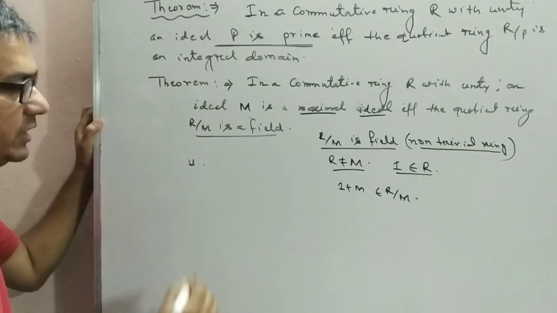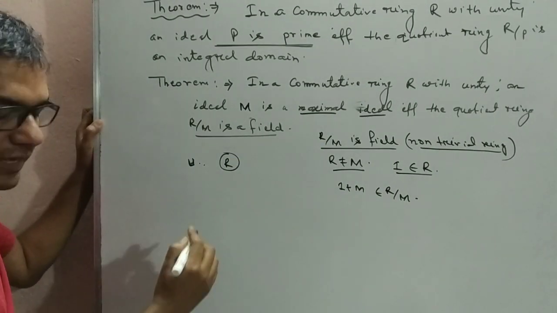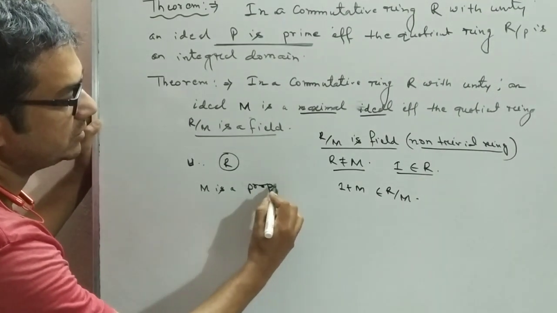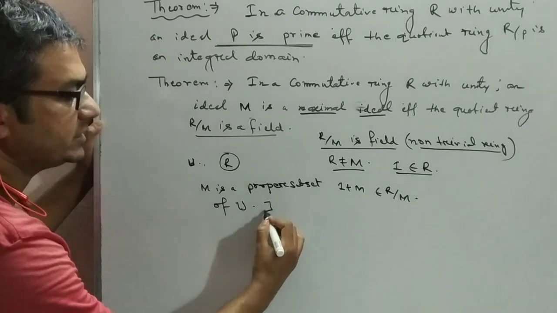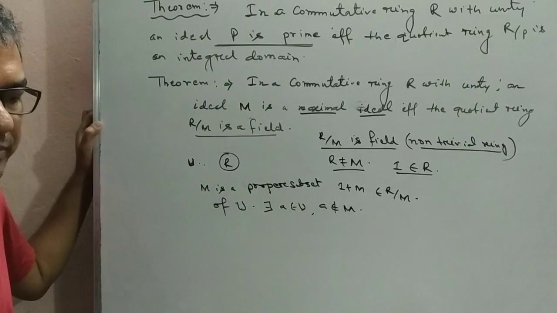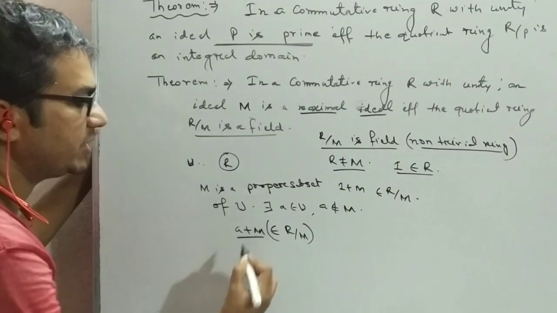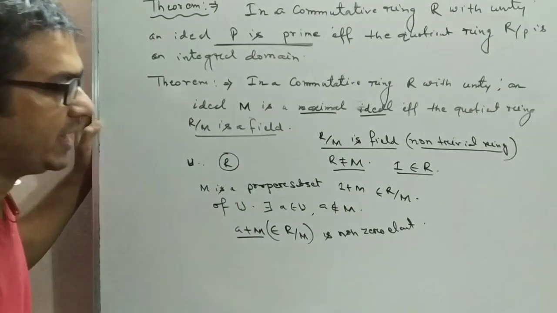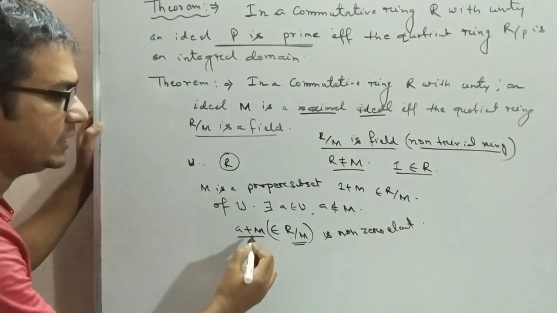Let U be any ideal of R such that M is a proper subset of U. That is, there exists A belongs to U but A does not belong to M. So A plus M belongs to R by M, and A plus M is a non-zero element of R by M. Since A plus M is a non-zero element of R by M and R by M is a field, we must have it is a unit.